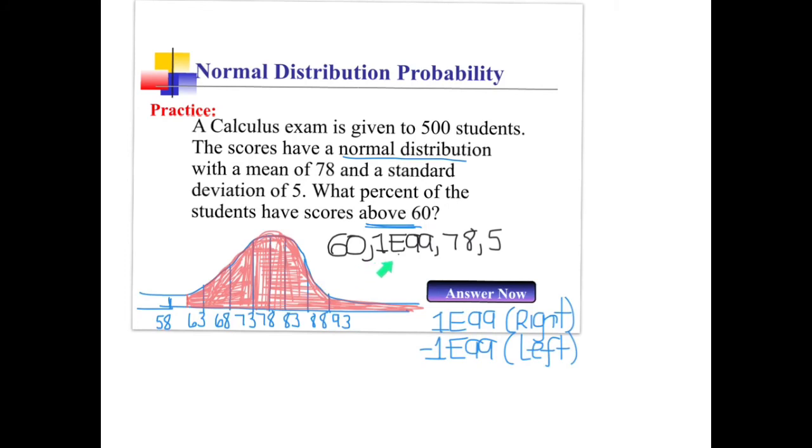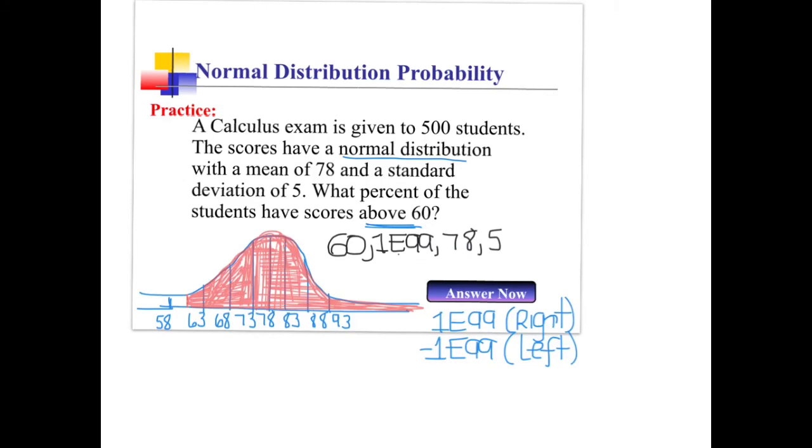With our calculators ready to go, we said the lower bound, which is 60, where we start. This 1E99, you'll find the E key on the calculator. Down here it says 1E99 is the far right of the graph. So this is a huge number in scientific notation. So it's from 60, I'd say, to infinity. And then the mean 78 and 5.